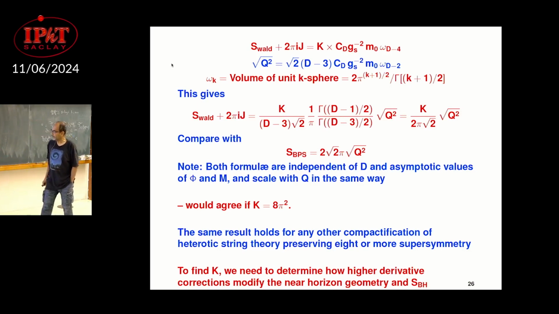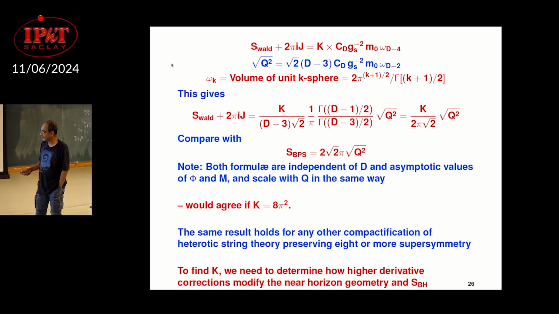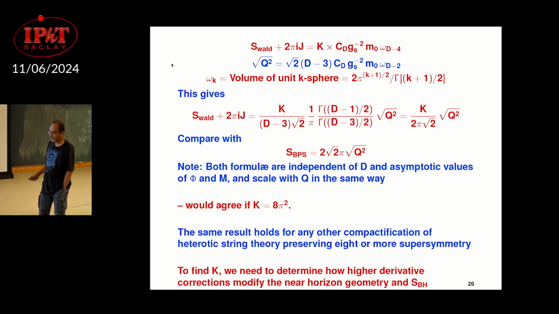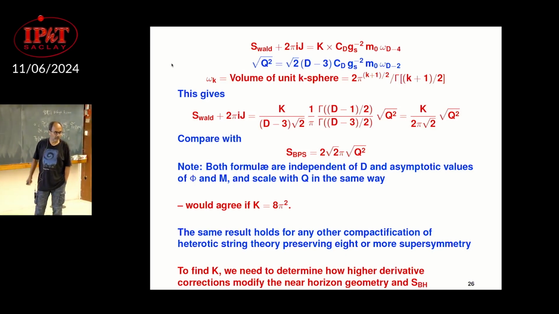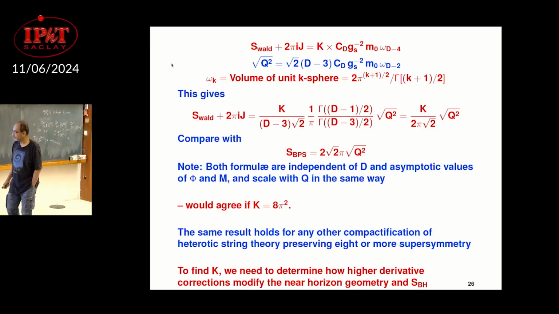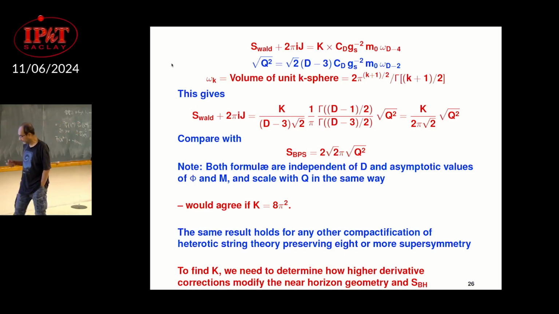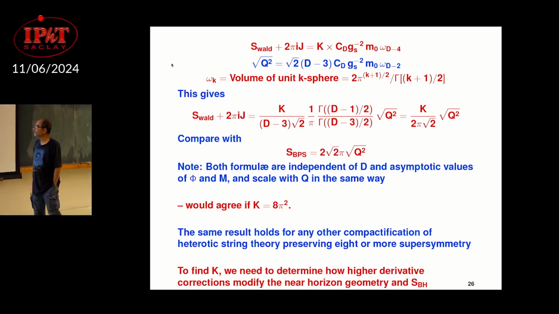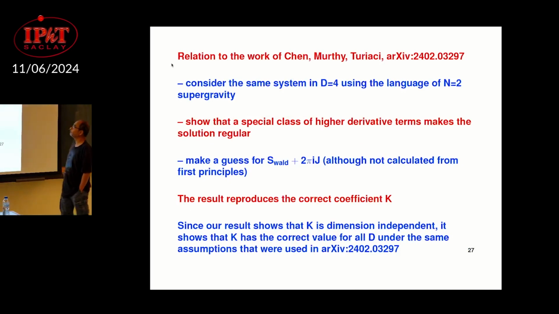And I should just add that the same result, one can argue, holds for any other compactification of heterotic string theory that preserves 8 or more supersymmetries. I have done this analysis for toroidal, but you don't have to restrict to toroidal compactification. Now, if we want to find k from first principle, we need to determine how higher derivative corrections modify the near horizon geometry and the black hole entropy, which we do not know how to compute, but I'll say what is known.